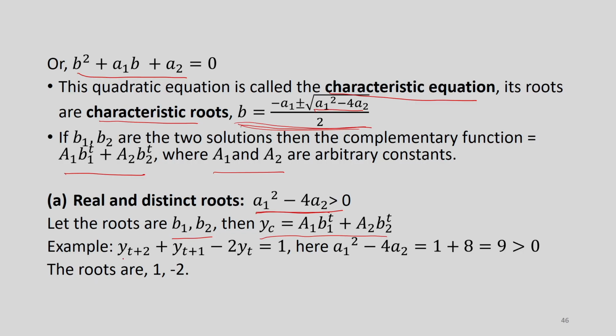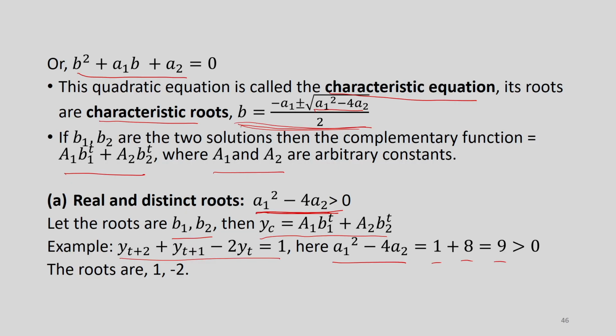So, here is an example. Suppose this is the difference equation that is given to us: y t plus 2 plus y t plus 1 minus 2 y t is equal to 1. Here, what is a 1 square minus 4 a 2? It turns out to be 1 plus 8, which is equal to 9, and which, as we know, is positive. So, this is the thing that we are talking about.